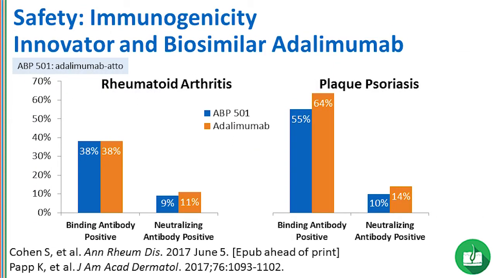Looking at the safety, the immunogenicity of the Innovator and biosimilar adalimumab across both the indications previously discussed, including rheumatoid arthritis and plaque psoriasis. We see the binding antibody positivity and the neutralizing antibody positivity nearly identical between the two products in both of the indications.